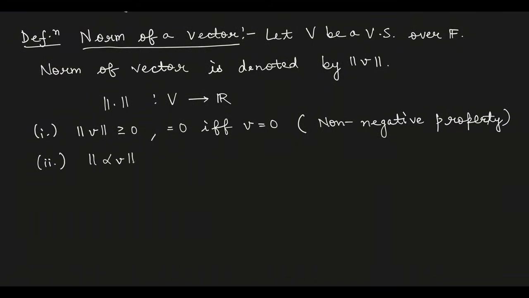Norm of alpha V is equal to mod alpha times norm V, for all alpha belonging to F. It is better to take field F only, because the field can be real numbers or complex numbers. V belongs to V. This is the scalar property.